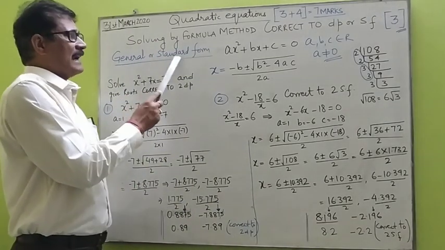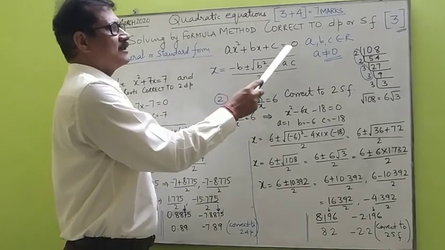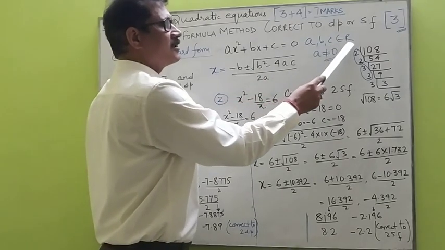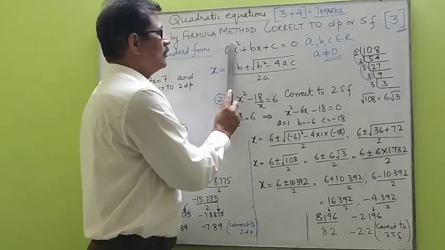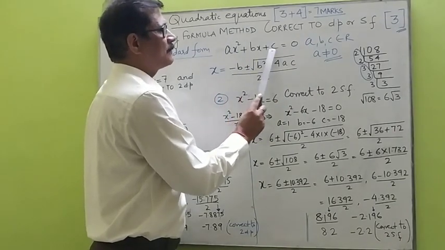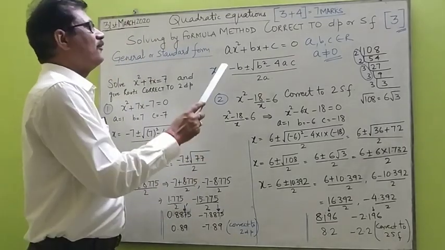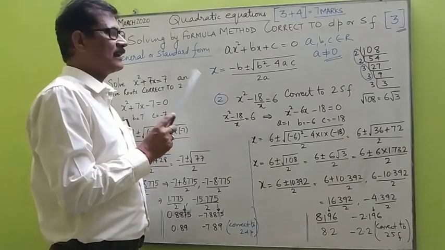Now the general and standard form of the quadratic equation is ax square plus bx plus c equals to 0 in variable x, where a, b, c belong to real numbers and a shouldn't be 0. If a is 0, you see this equation turns out to be bx plus c, and that is a linear equation.